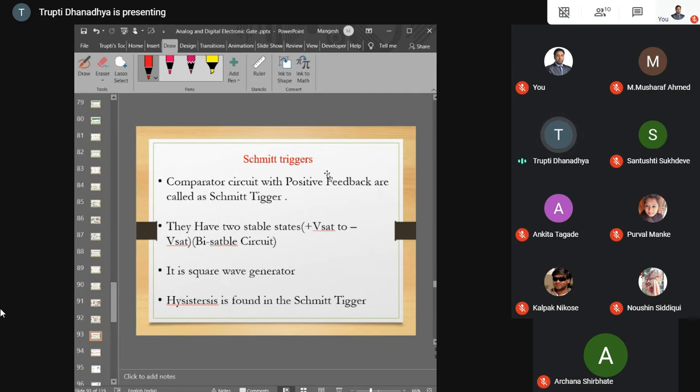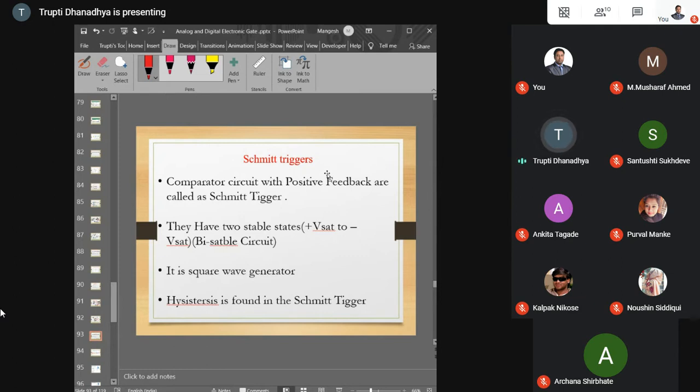Open loop configuration is simple: input is given, we get the output. But in a closed loop configuration, we have the classification of positive feedback and negative feedback. So in the Schmitt trigger we have to study only positive feedback, or rather non-inverting and inverting comparator, or Schmitt trigger. The basic diagram of the comparator, I think everyone knows.